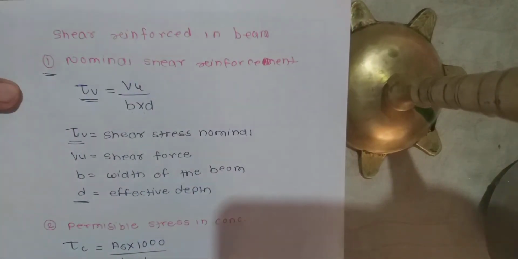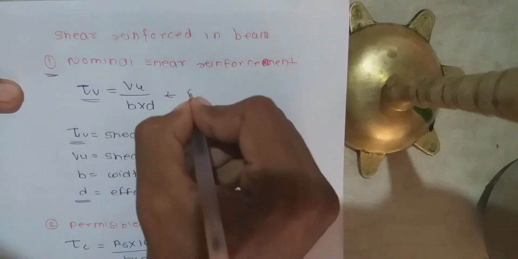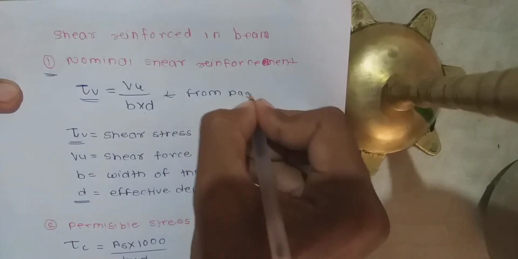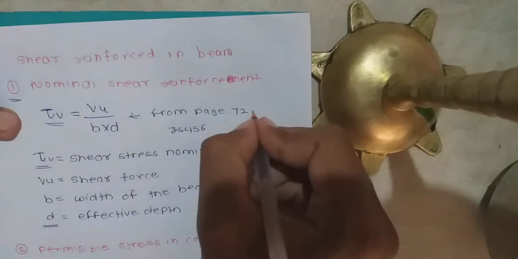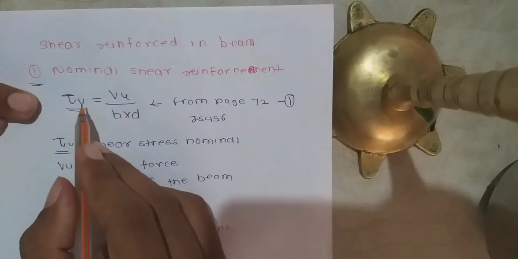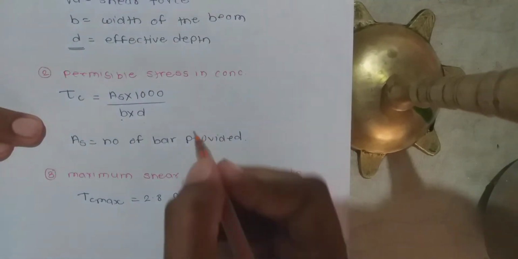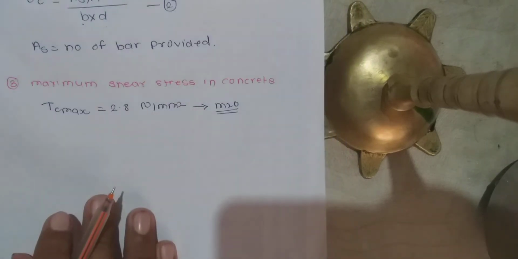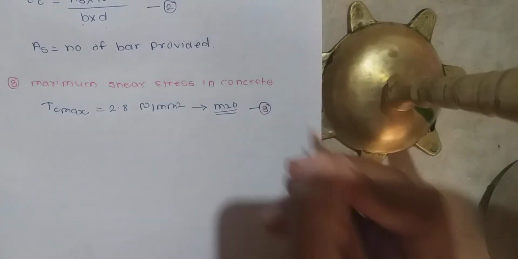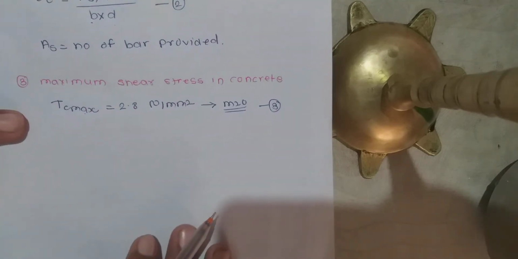Here we go again. Tau v, nominal shear stress, from page number 72 of IS 456. This is equation number 1: tau v equals Vu upon b into d. Here is our second equation: tau c means permissible stress in the concrete. And here is our third: tau c max means maximum shear stress in the concrete.